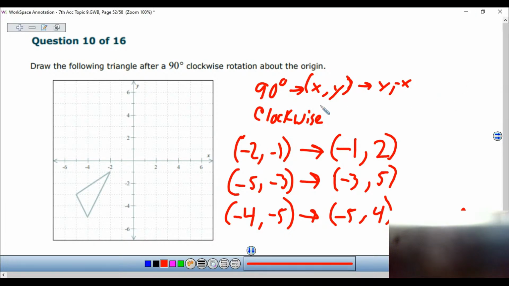Here we go. -1, +2. -3, +5. And -5, +4. So this is our triangle rotated 90 degrees clockwise around the origin. How's that? All right. I know these rotations can be a little tricky because there's a little bit of work to them, but it's going to be okay. Let's go ahead and go to number 11.